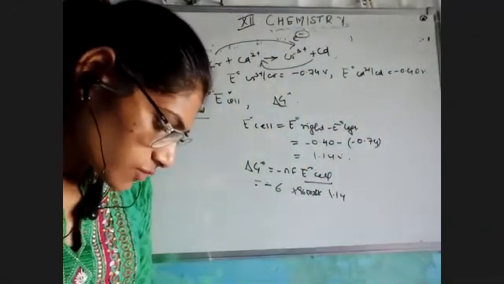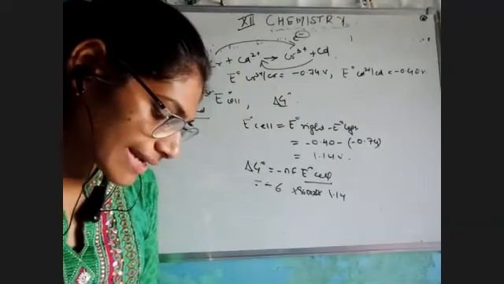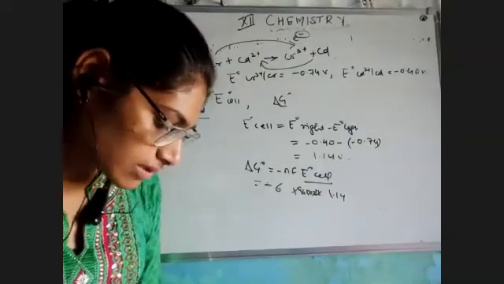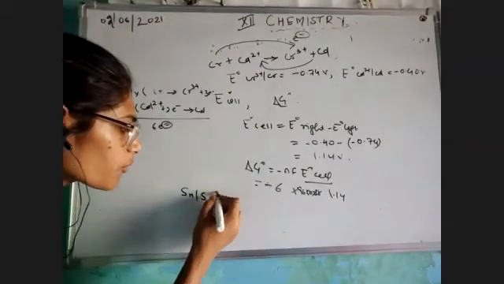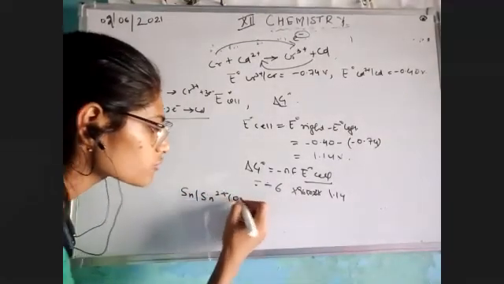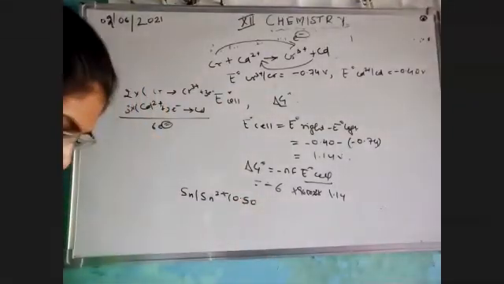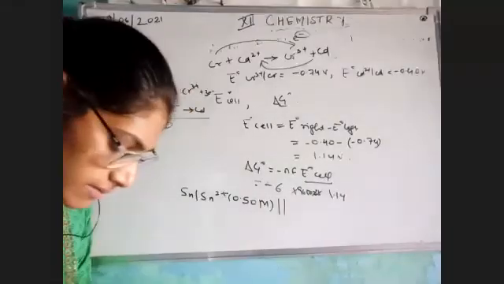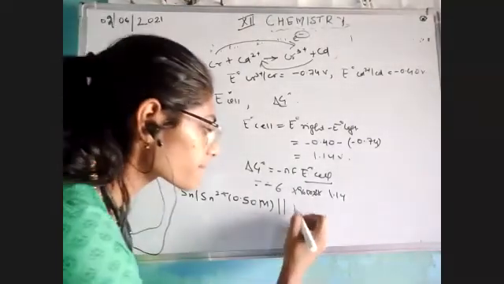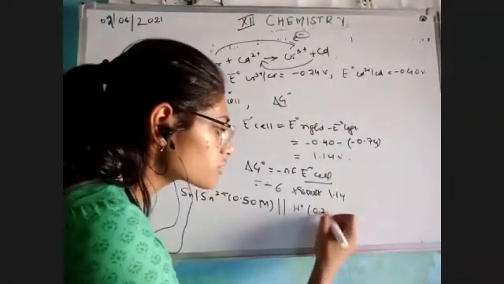The question is, we have to write the Nernst equation and EMF of the following cells. For example, we have been provided with Sn2 positive, which is converting to 0.50. The value is given. And there is H positive, 0.20.